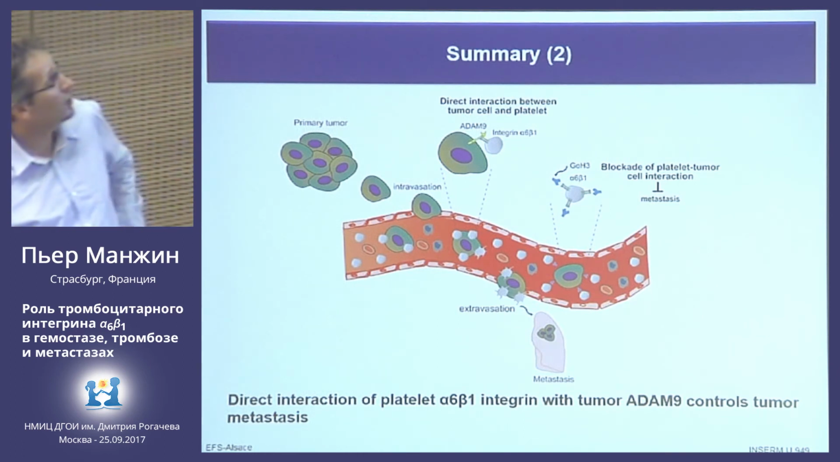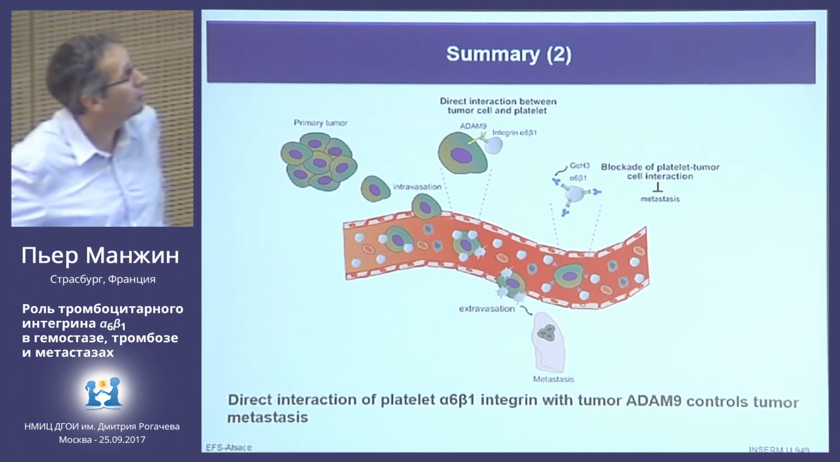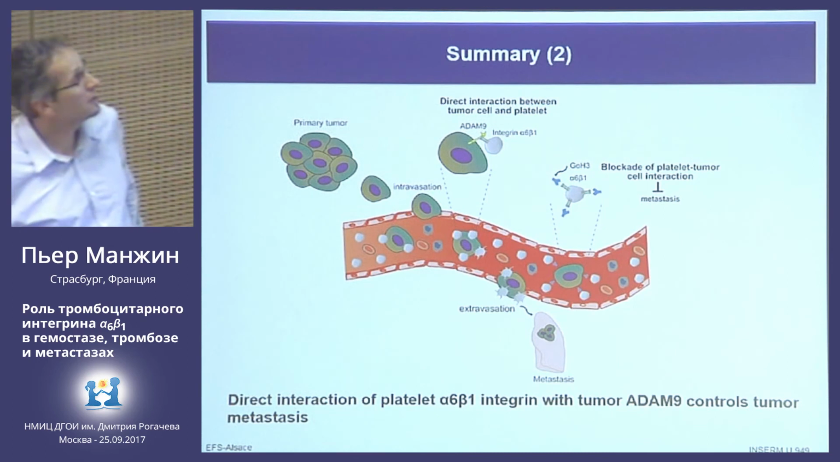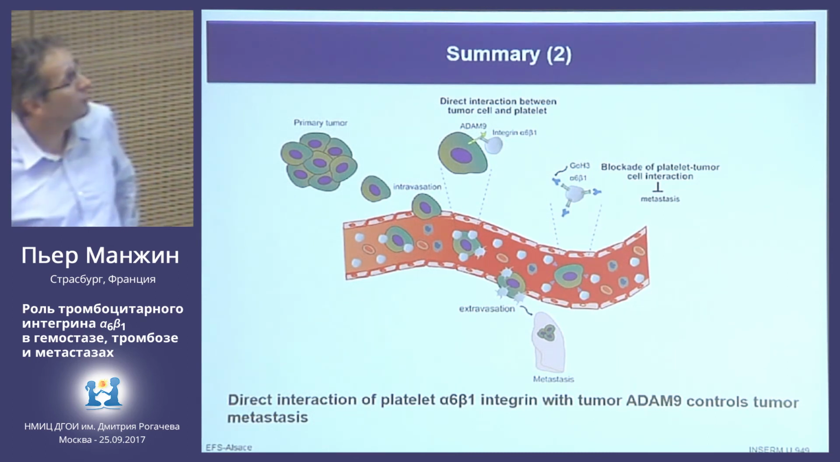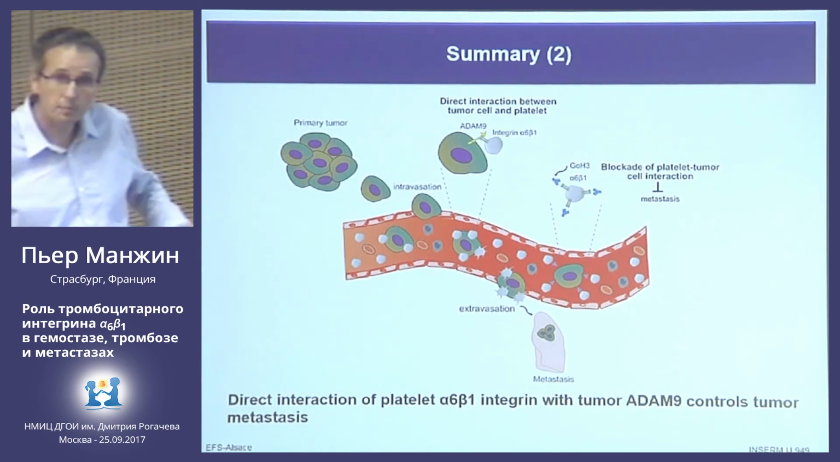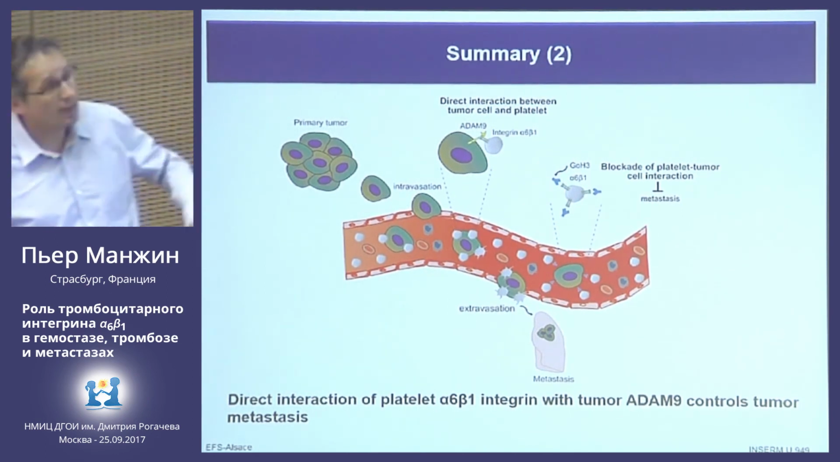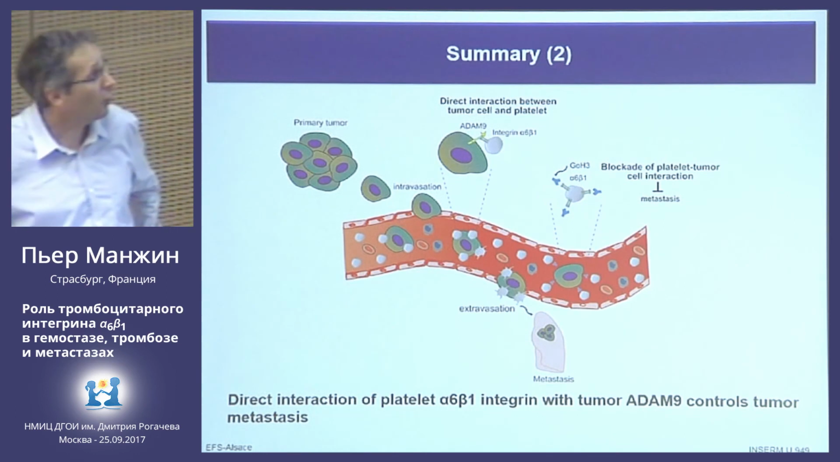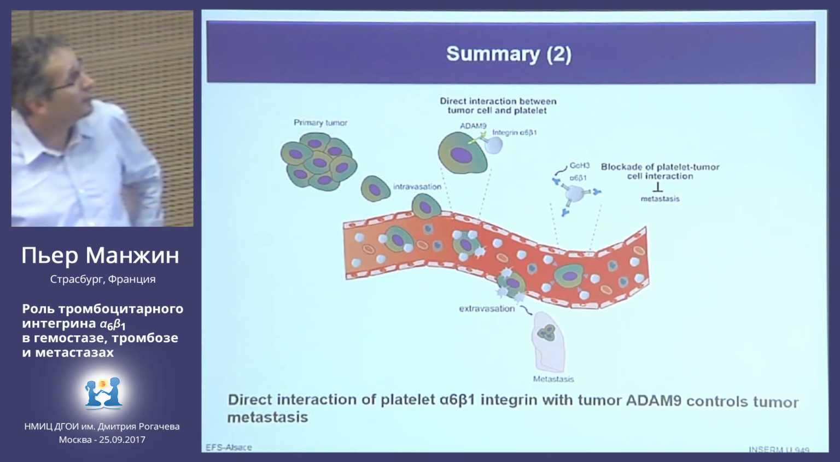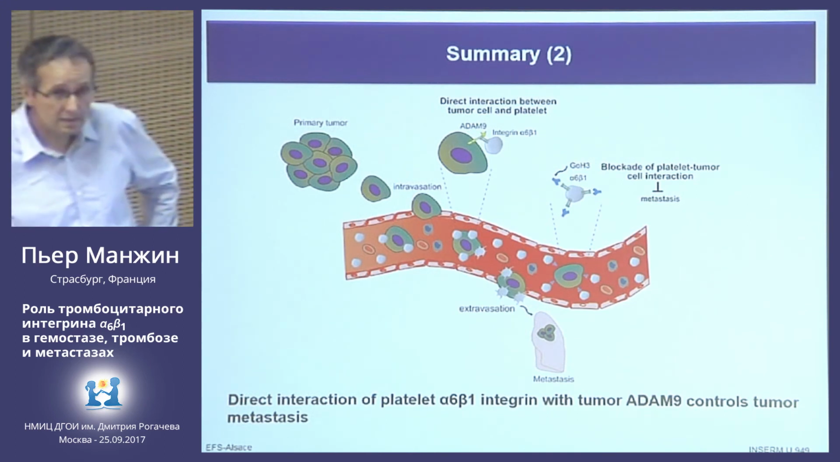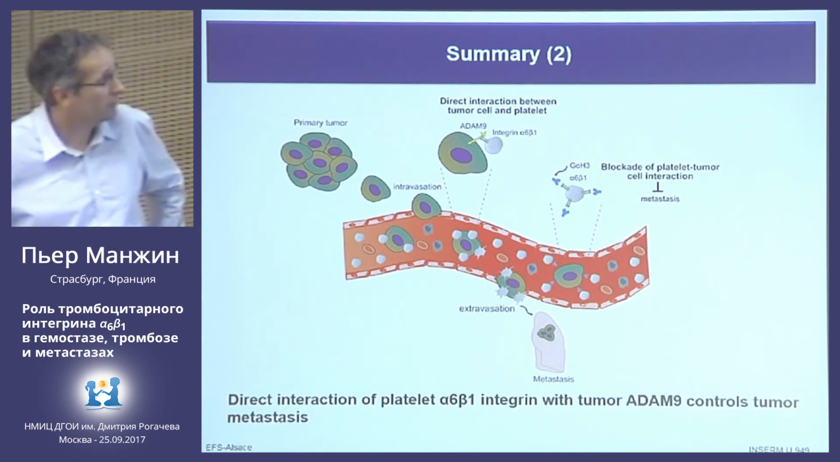So in summary of the second part of my presentation, this work shows that platelets and integrin α6β1 can mediate platelet-tumor cell interaction through the binding of ADAM9 on the tumor cell, and that this interaction is probably important, at least for extravasation.